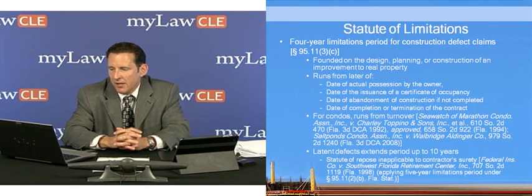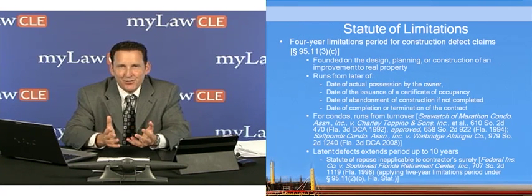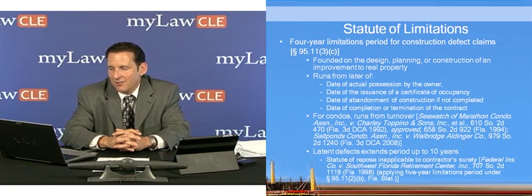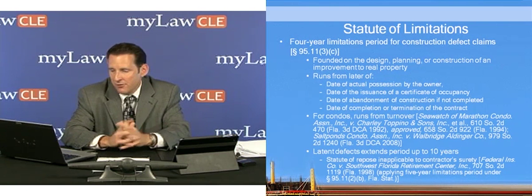And for condominiums specifically, that runs from the date of turnover, and I've cited a few cases there. That makes sense because while a condominium is under the control of the developer, obviously the association is not able to bring the claim against the developer, and so it runs from the date of turnover, so you have 4 years.